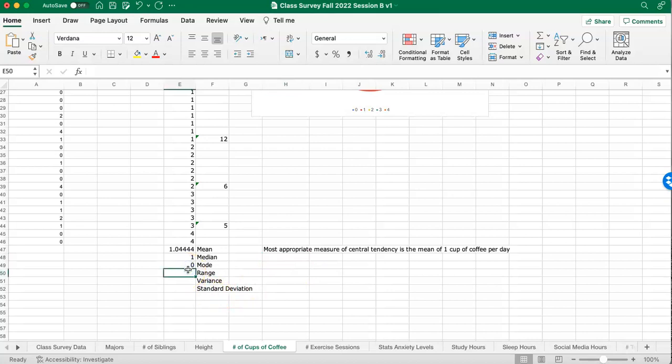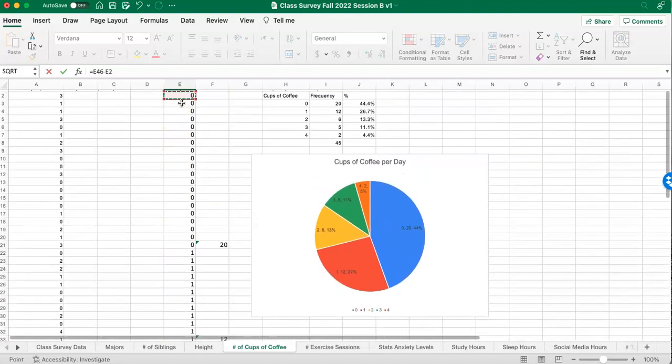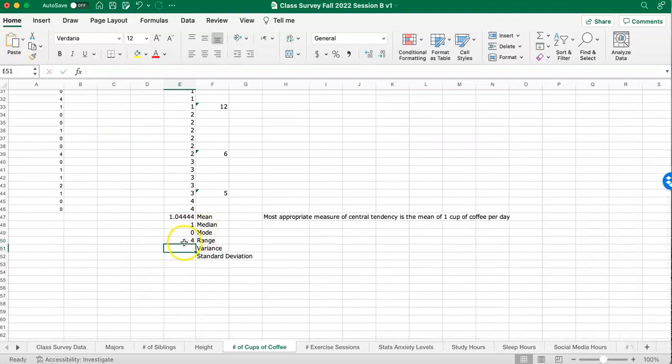Now let's do range. Remember that range is going to be the maximum number minus the minimum number. The maximum number is actually 4, minus 0. So our range is 4. You actually calculate it out: 4 minus 0 is 4.